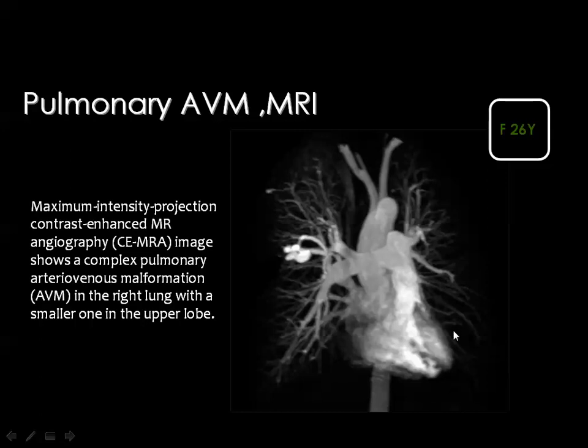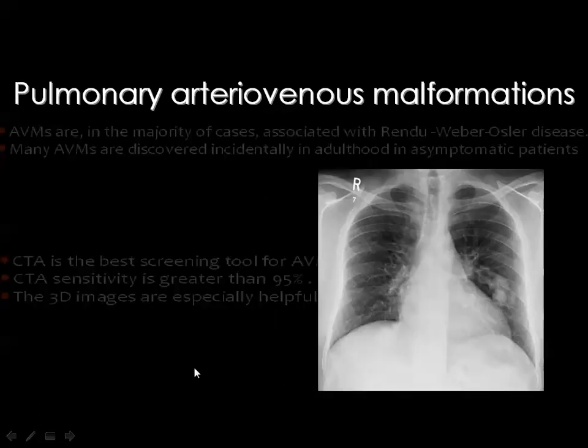I have also mentioned, if you have a problem with contrast injection in the CT scan, you may use as an alternative pulmonary MRI angiography, which commonly does not use contrast material, but if you inject contrast material, you get improvement of the image quality. And here you can see the arteriovenous malformation with the feeding artery and the draining vein.